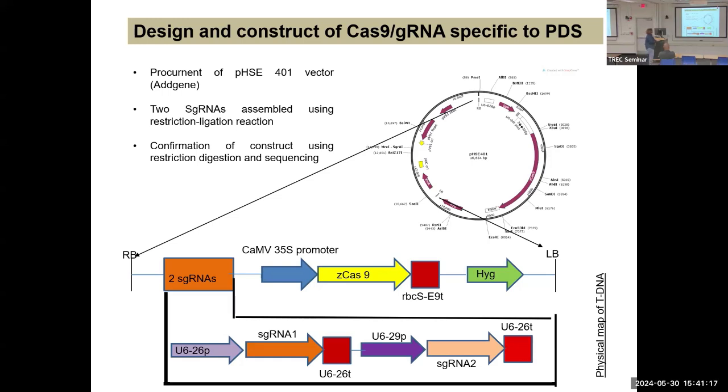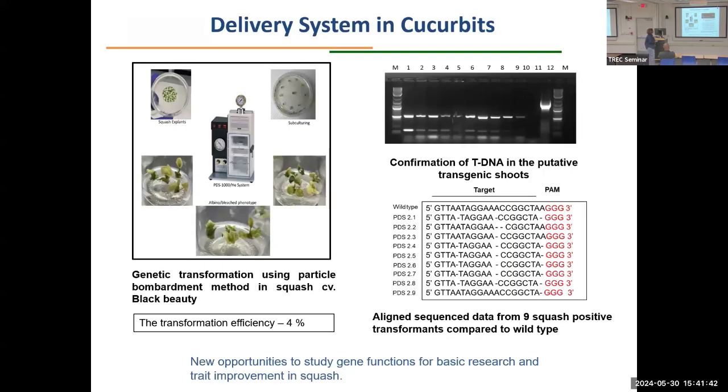Once this construct is ready, it is the reagent for genome editing. So once this construct is ready, then I send the sequence of this construct for sequencing to confirm the cloning. So for transformation or for delivery, I have used the particle bombardment system.